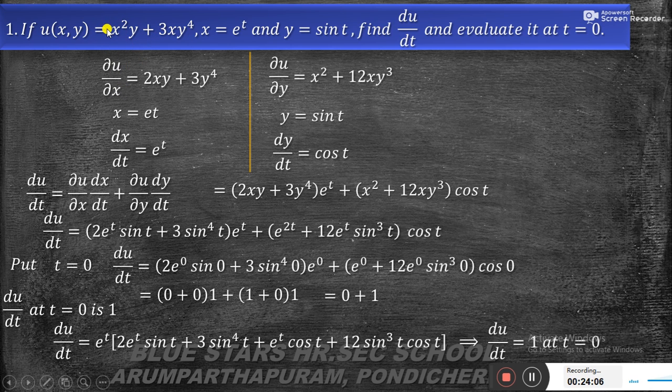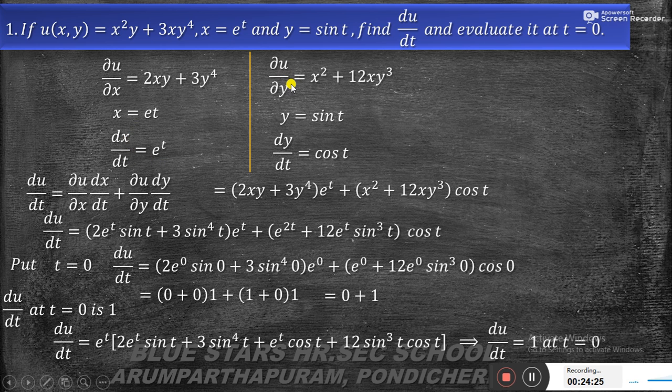So differentiation of x square is 2x into y plus 3y power 4 into differentiation of x is 1, so 3y power 4. Next, here x equal to e power t. So from this I calculate dx by dt, which means differentiate with respect to t. So dx by dt equal to e power t.